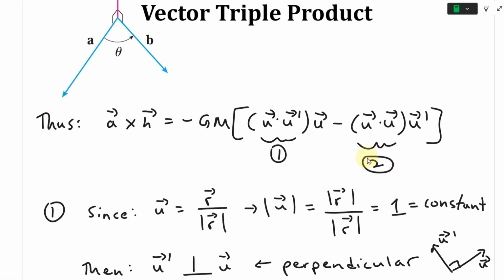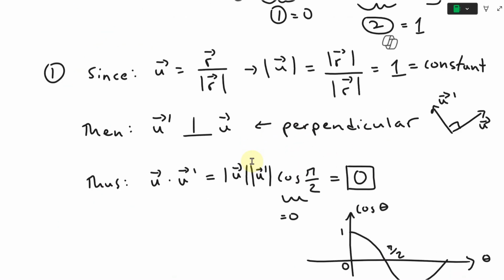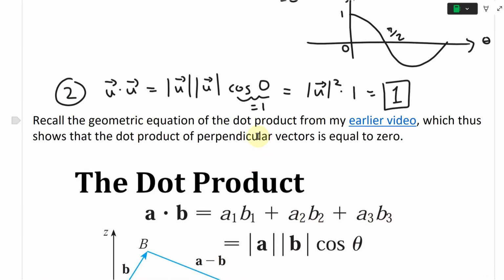So before we plug these in, this one here is going to equal 0 and this one's going to equal 1. But before we plug those in, I'm going to quickly recap on how we obtained all these. Recall the geometric equation of the dot product from my earlier video, which shows that the dot product of perpendicular vectors is equal to 0.